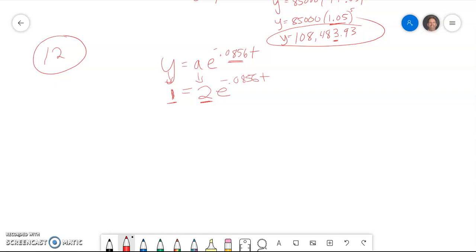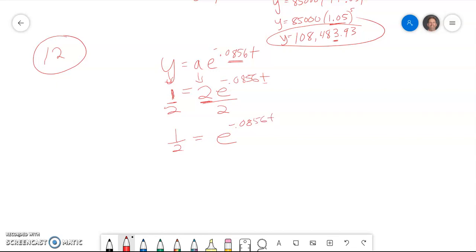So first of all, whenever you're trying to solve for an exponent, this is when we're going to need logs and logarithms. But we've got to get that 2 out of there first. So the first step I will do is divide by 2. So I get 1/2 equals e to the negative 0.0856 t.